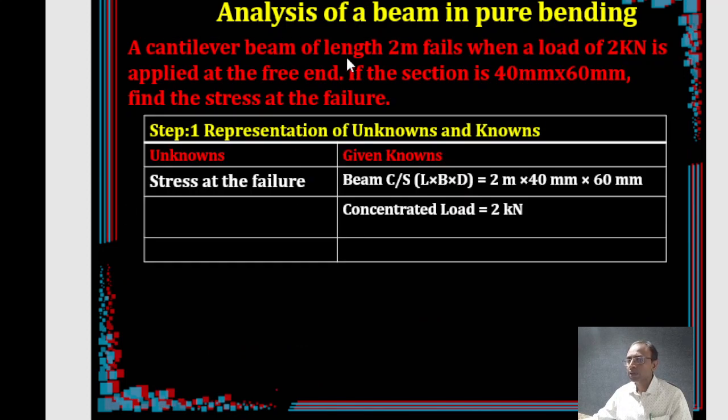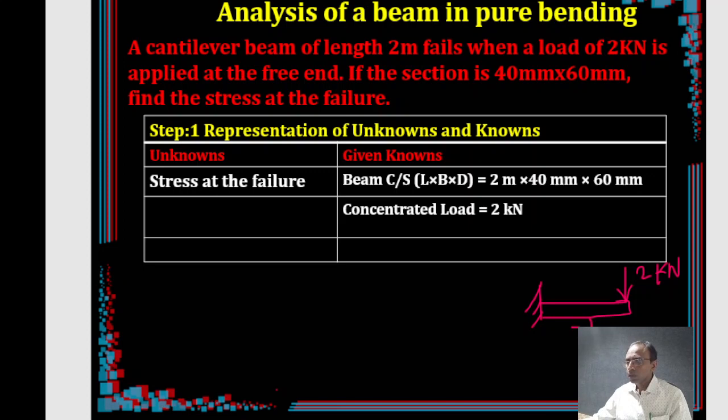Here is a cantilever beam having a length of 2 meters, which fails when a load of 2 kilonewton is applied at the free end. If the section has these dimensions, find the stress at failure. So let us represent what was given. There is a cantilever beam, and the cantilever beam has a load of 2 kilonewton at the free end. This is your load acting here and this span is 2 meters.